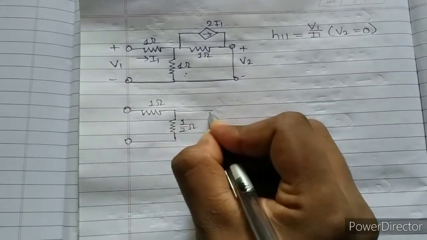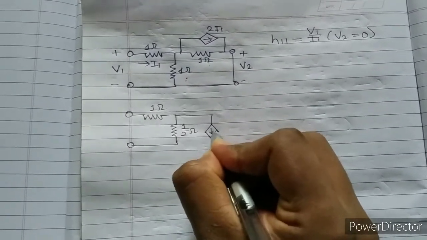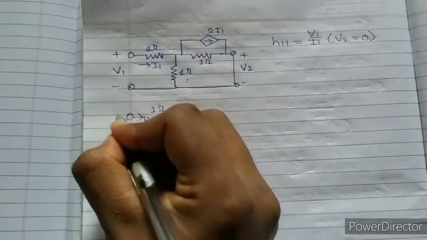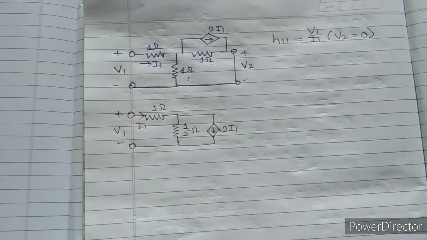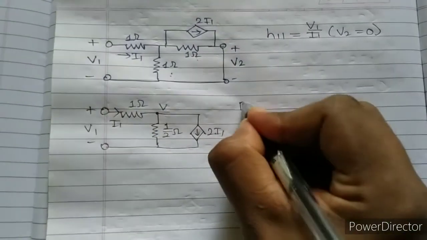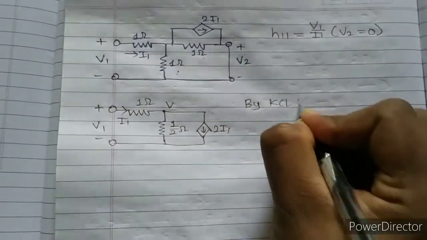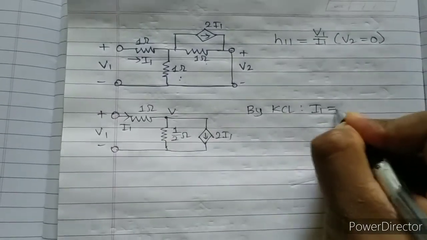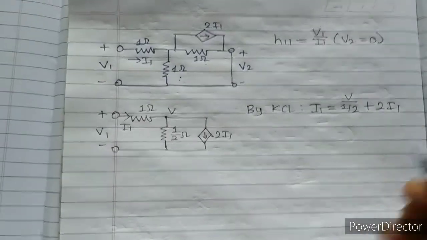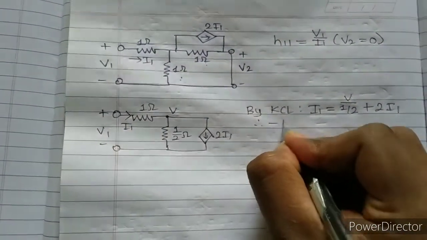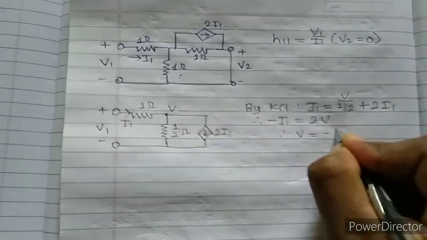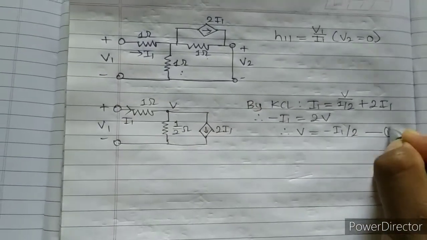The dependent current source over here, 2I1, current through here I1, this is plus minus V1. So let's assume the node voltage over here as V. By applying KCL, I1 is equal to V upon 1 by 2 plus 2I1, right? So minus I1 is equal to 2V. Therefore, V is equal to minus I1 by 2. This is the first equation.